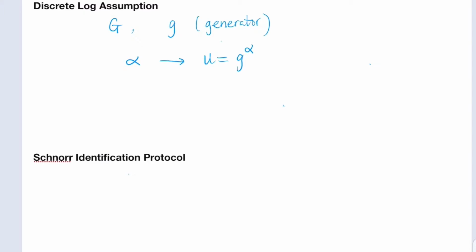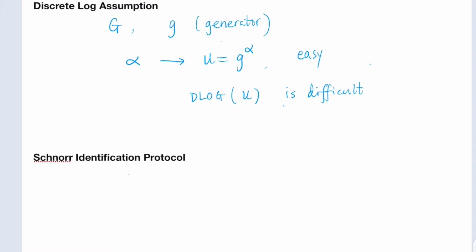In other words, it's kind of a one-way function here. So in other words, the discrete log: given u, try to figure out alpha, that's difficult. That's our assumption. And the calculation here is easy. Now in crypto, that is based on discrete log.